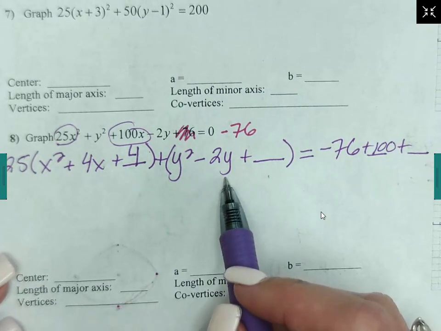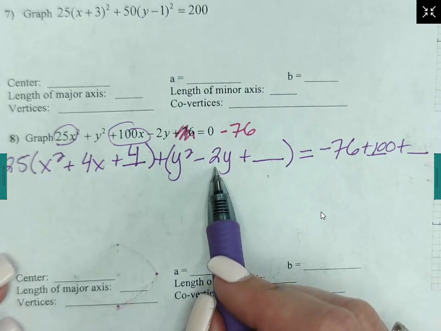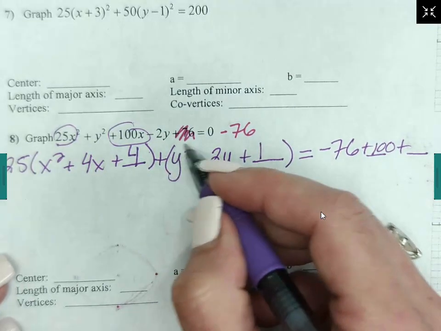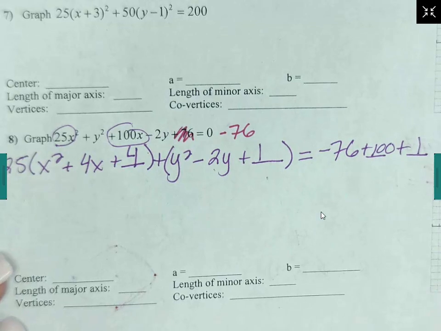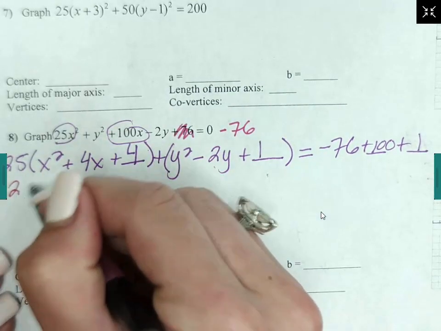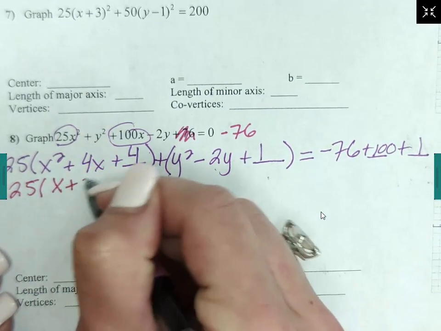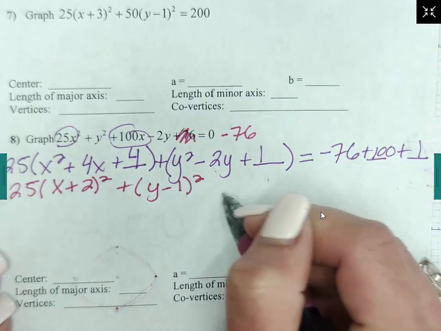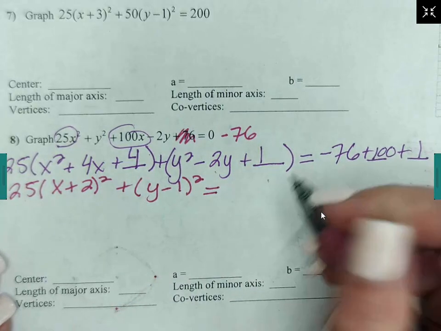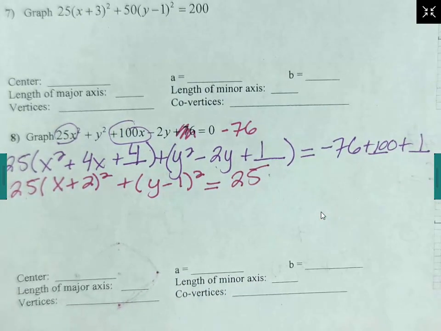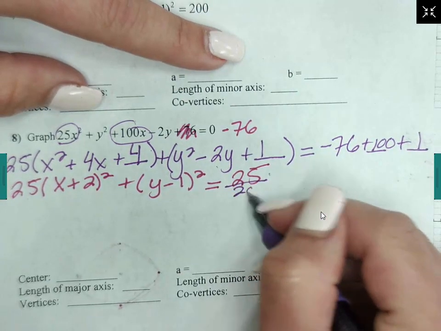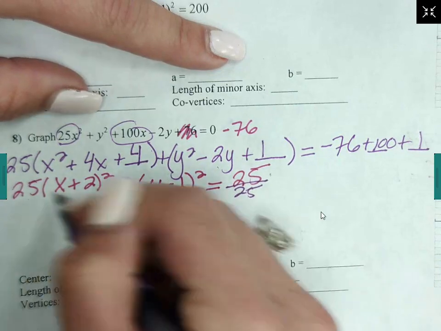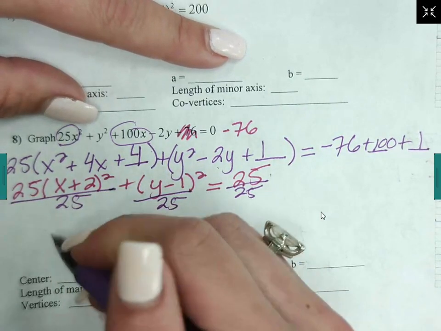Now we need to do the same thing over here. What do we do with this negative 2? Divide by 2. And then? And that gives us 1. Okay, but since there's nothing in front, this really is a 1 here, correct? All right, so then we can rewrite this as a perfect square trinomial. And that's equal to, I think, what, 25? Okay, what do we do now? Divide by 25, perfect, because we want to get 1 on the right side.